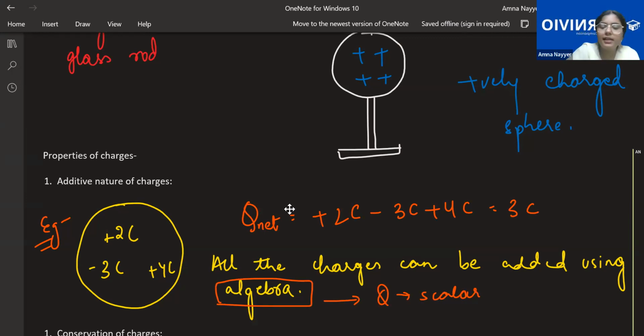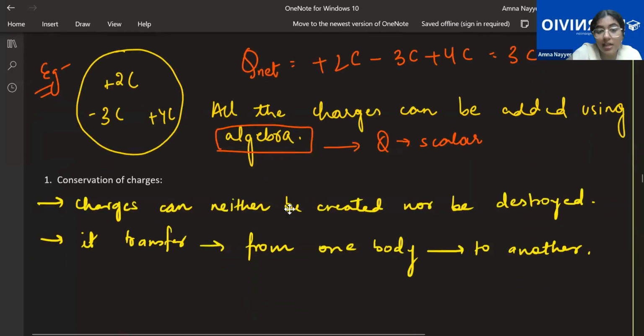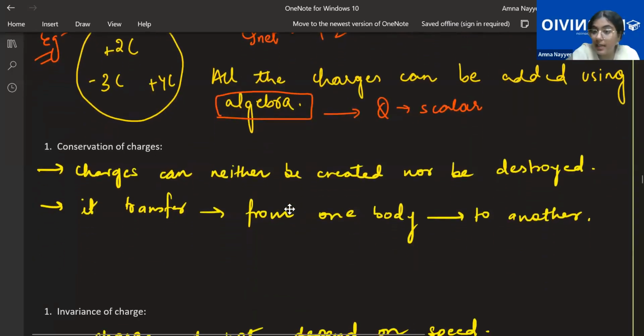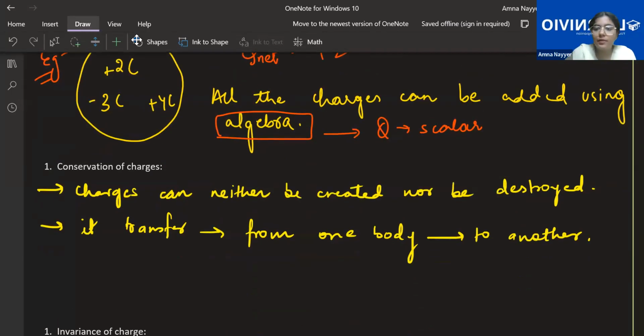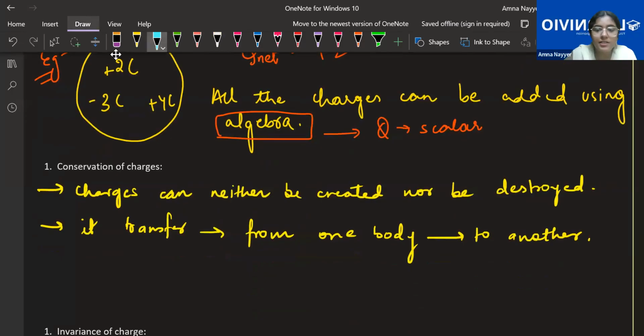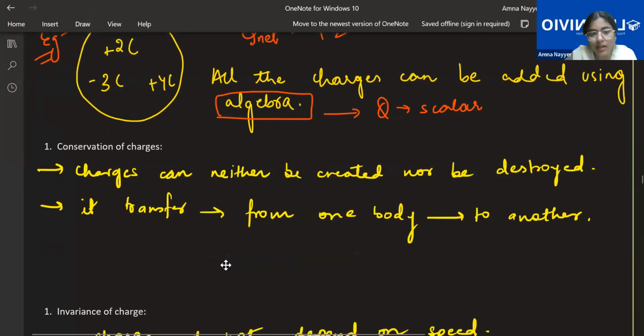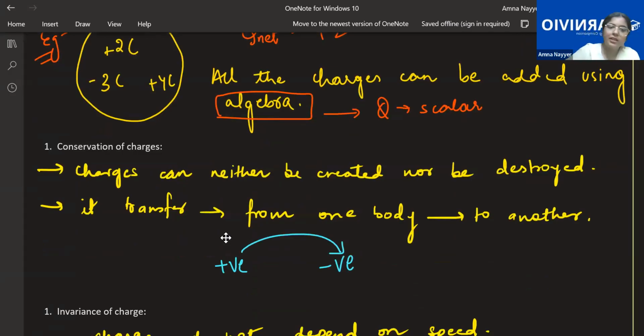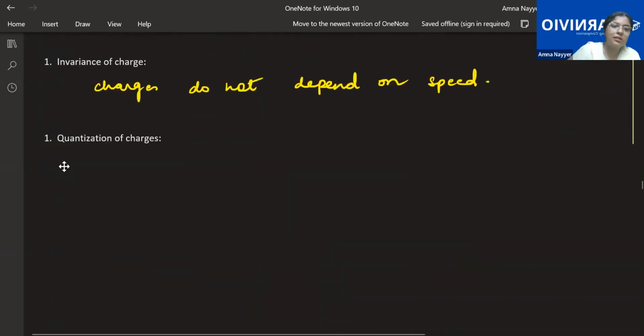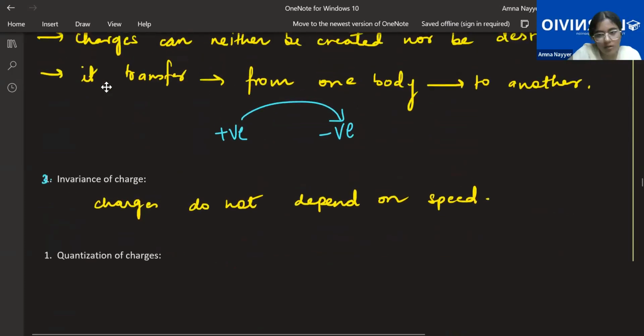That's the first point. Second, conservation of charges. I think we did this a lot, in depth and in detail, right? Conservation of charges means that charges can neither be created nor be destroyed. They are just transferred from one body to another body. This is what we've studied. This is the second point, and this is the third point. Charges do not depend on speed.